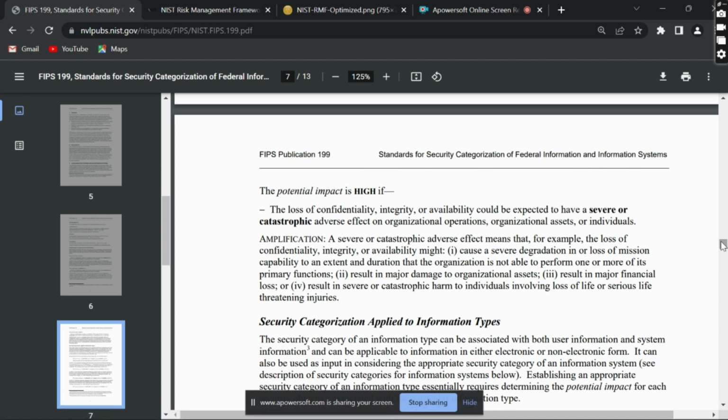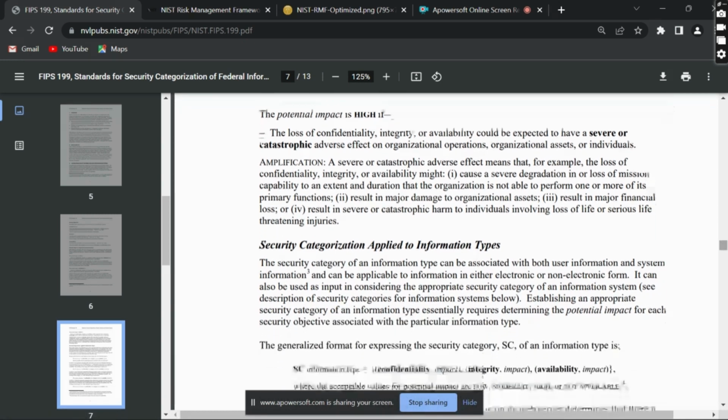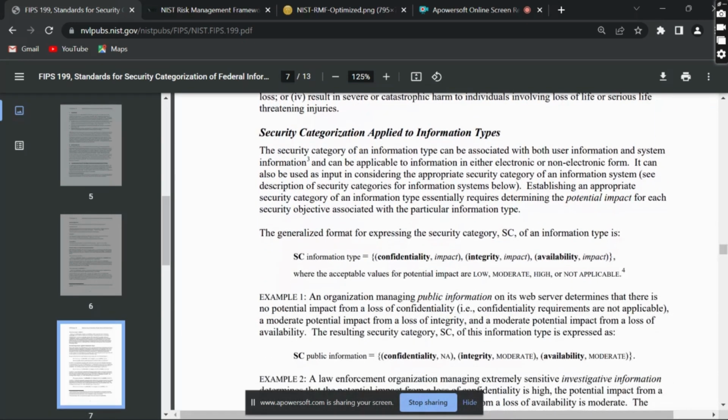So when the impact is high, it means that it is going to involve life. So this is a serious matter. Therefore, the organization must take good care of this situation and find security controls to fix this situation.